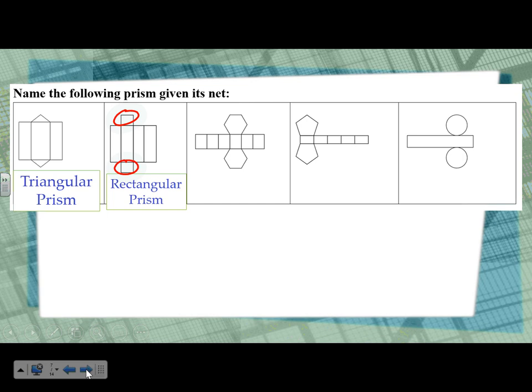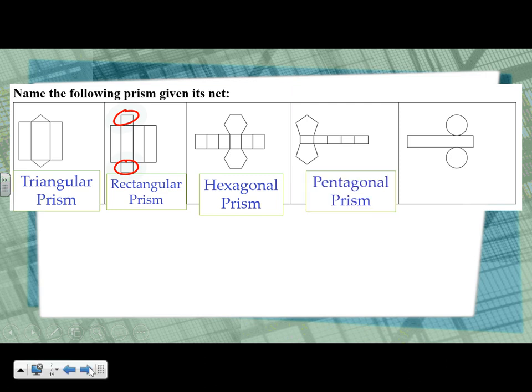Next one, those top and bottoms are hexagons, so hexagonal. Next one is a normal pentagonal. We've done a couple of those, and the last one is a cylinder. I will come back to this when we talk about nets here in a second, when we talk about drawing our own.